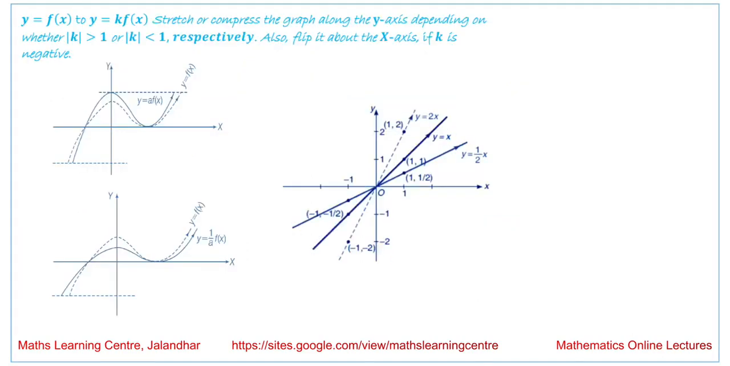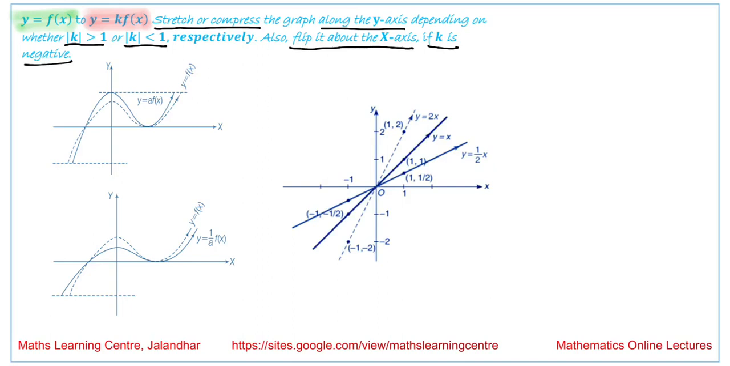Next, suppose the function y = f(x) is given to us and the graph of this function is given. We have to plot the graph of the function y = k times f(x). The procedure is we have to stretch or compress the graph along the y-axis depending upon whether k is greater than 1 or k is less than 1. And if k is negative, we have to flip the graph along the x-axis. So this is shown over here.